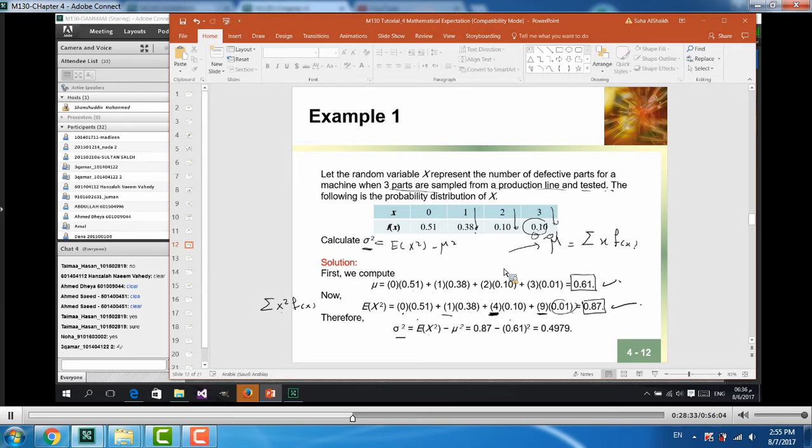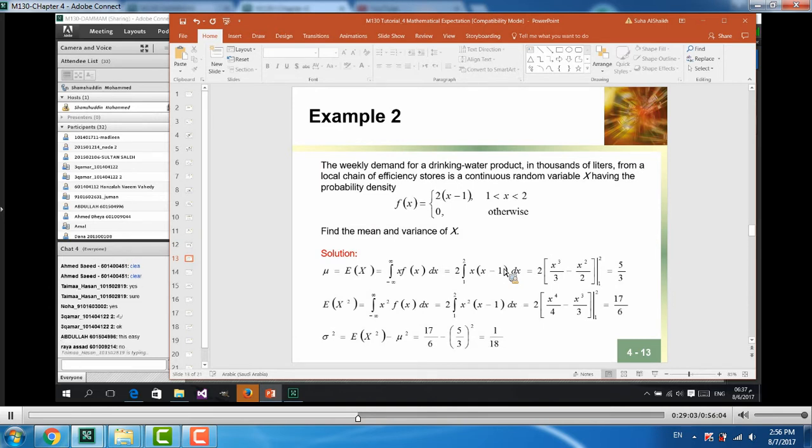Now the variance is the expectation of x square minus mu square. The expectation of x square is 0.87. Mu is 0.61, and we square it. Then subtract and get the result. This gives you the variance. Of course, the standard deviation is what? The square root of that one. If they want the standard deviation, it's just the square root of that one. Okay? Any question here? Good. Direct. You have the rule, you apply it, right? Nothing complicated.